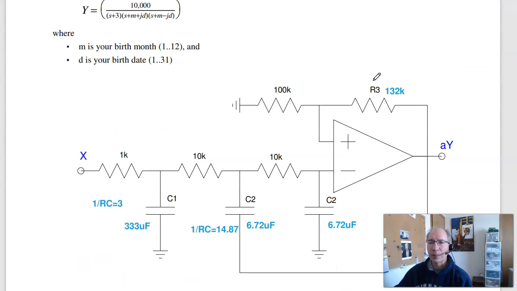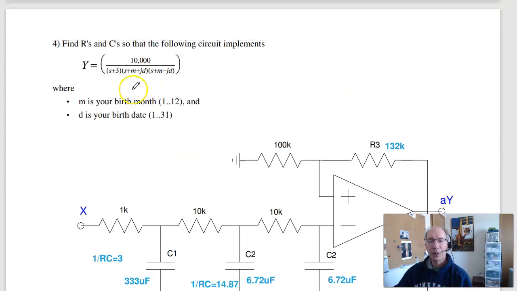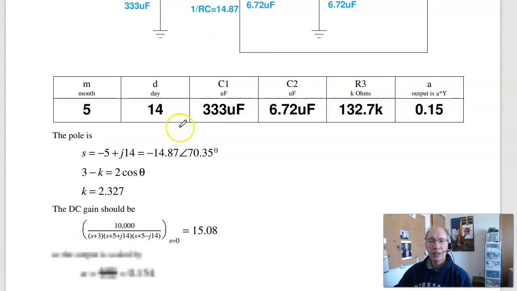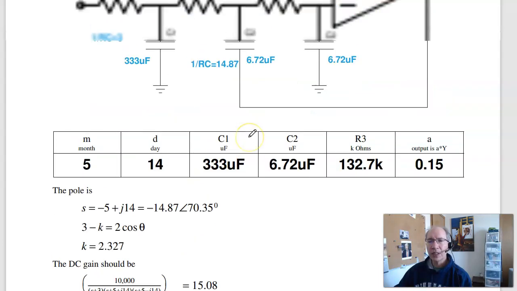Problem 4. Build a filter with poles that are complex. For me, I want the poles at 5 plus minus j14. To do that, I'll convert this to polar form. The poles are at 14 at 70 degrees. 14 is 1 over RC.